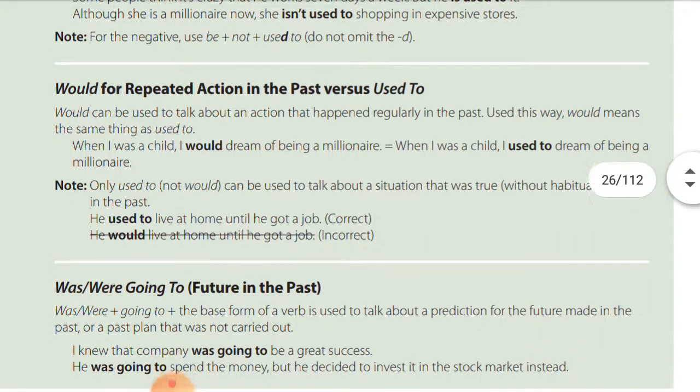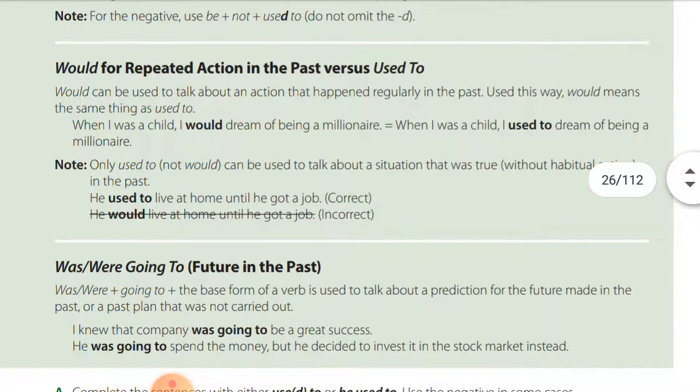Note, for the negative, use be plus not plus used to. Do not omit the D.